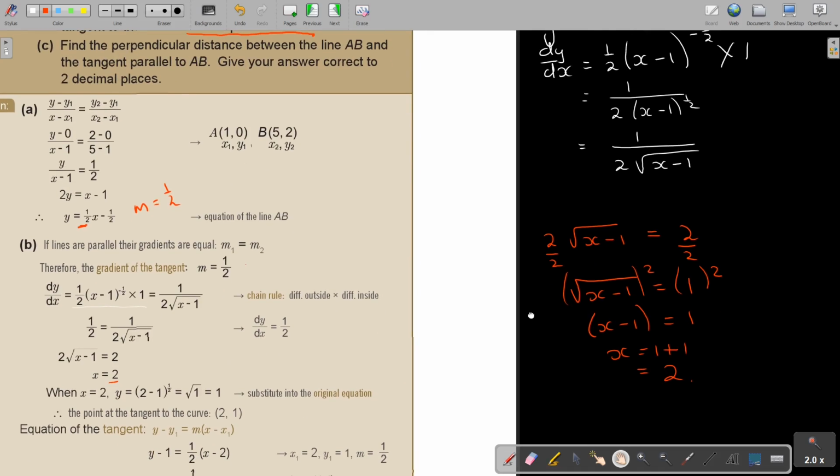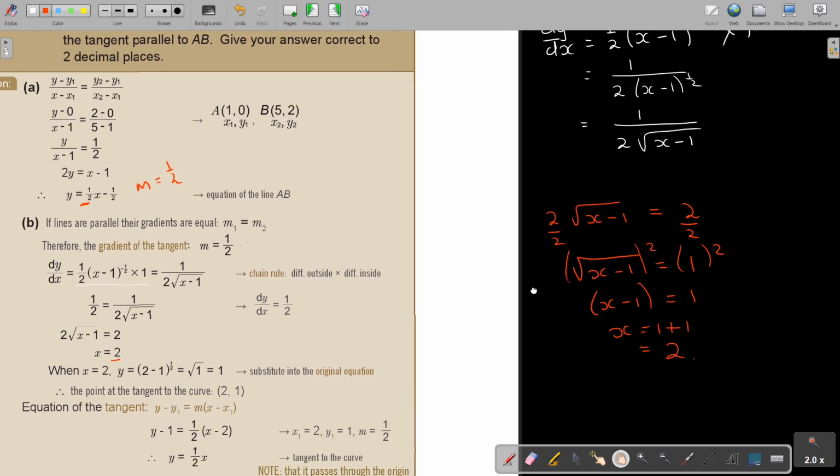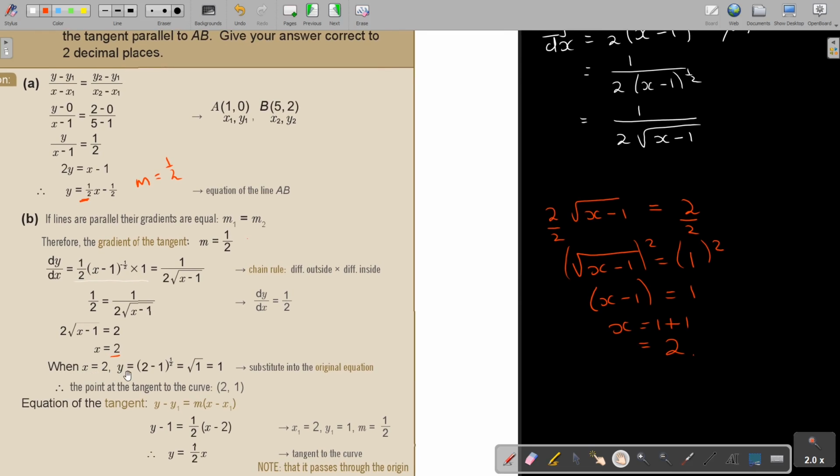Now, if x is 2 and I must find the y, always substitute in the original equation. That was my original equation on top. So I get 1, so my coordinate point is (2, 1). Now I can go for that tangent. I use this formula again, and I just substitute. Don't forget, this is x1, this is y1. So in the place of y1, I substitute 1, and in the place of x1, I substitute 2, and then I just simplify it, and I got the tangent.